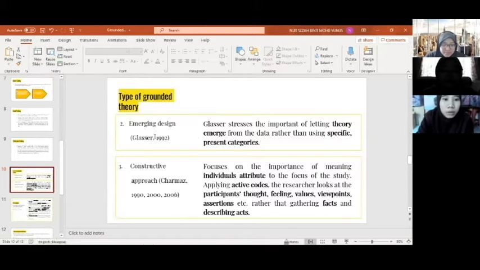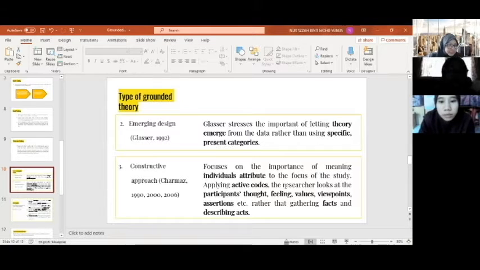The second type of grounded theory is emerging design, which is from Glaser 1992. Glaser stresses the importance of letting theory emerge from the data rather than using specific preset categories. And the third type is the constructivist approach by Charmaz 1990, 2000, and 2006. It focuses on the importance of meaning individuals attribute to the focus of the study.